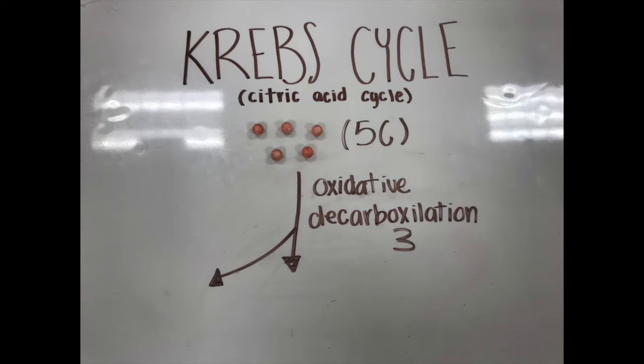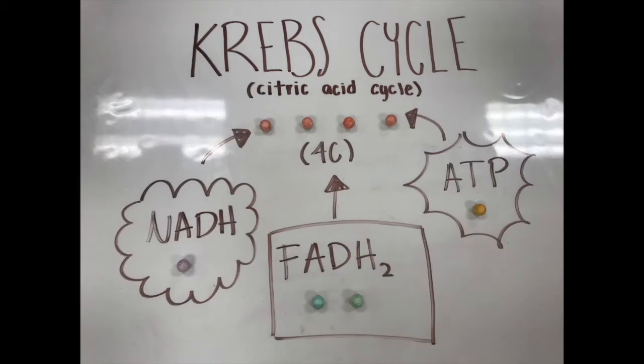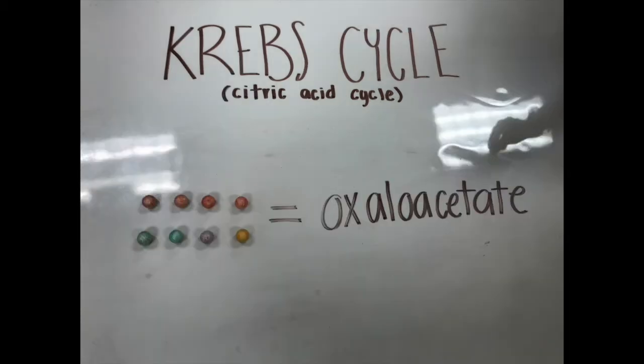So what happens is that it now contains 4 carbons, and since it contains 4 carbons, this whole cycle can be produced once again. Throughout this cycle you produce these molecules, which are NADH, FADH, and ATPs. This is oxaloacetic acid, as you can see. It contains carbons, NADHs, ATP, and FADH.